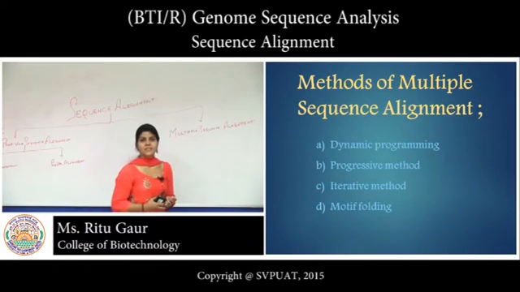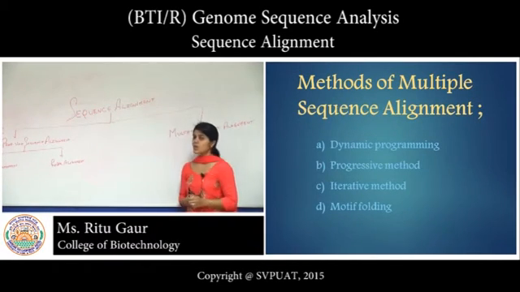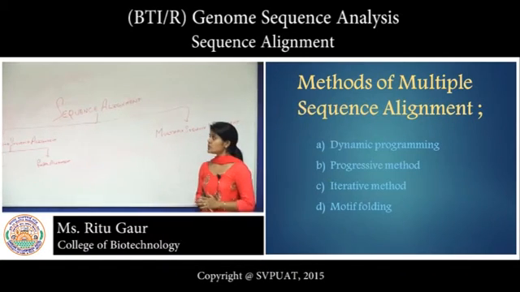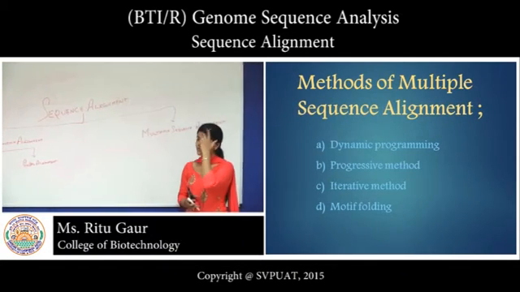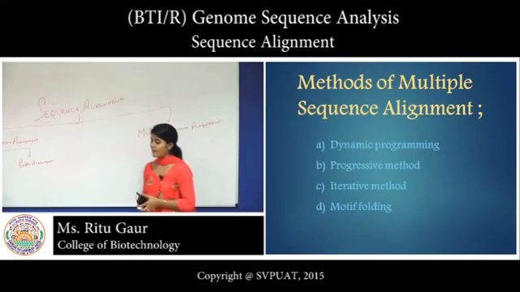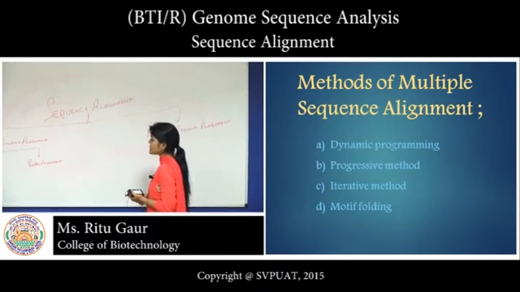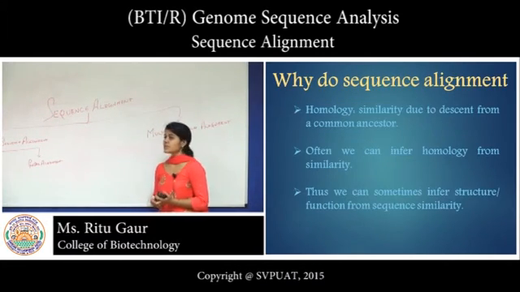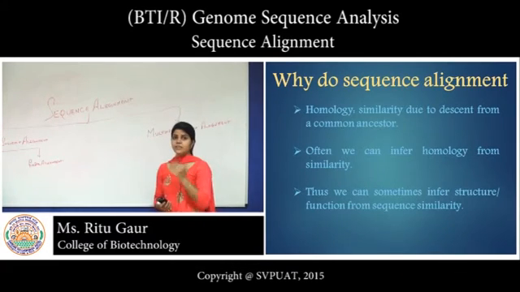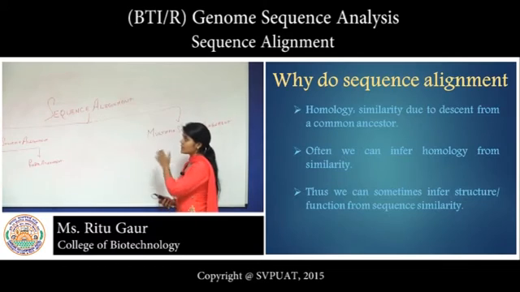Why are we using sequence alignment? Sequence alignment is mainly used for homology modeling. By homology modeling, we can identify the ancestor of a sequence. If we have two sequences which are closely related species, on the basis of the alignment of those sequences, we can find out the ancestor of those sequences, and on the basis of the similarities of those sequences.